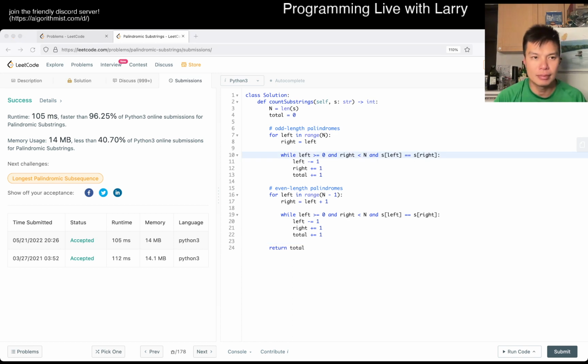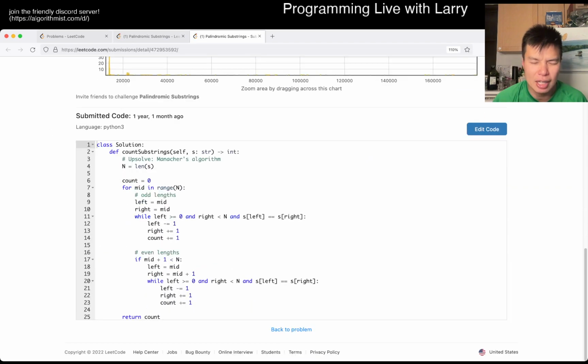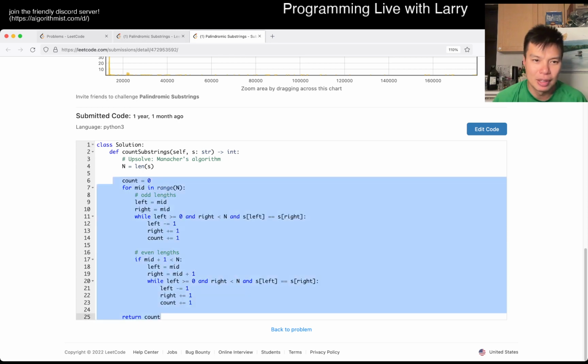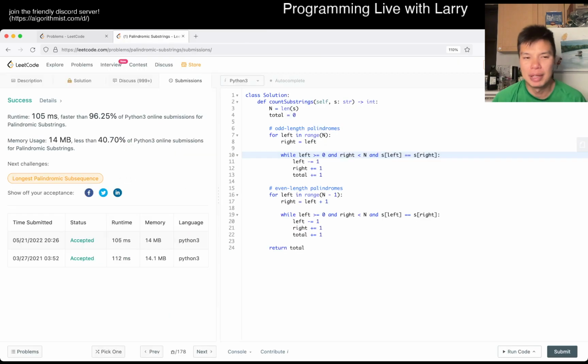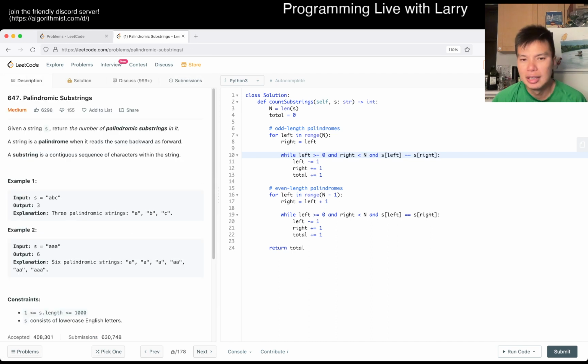I'm also wondering if you can use Manacher's algorithm for this, maybe with some kind of modification, but maybe not. Maybe this is fine. Oh wait, this is my code from last time? Wow. Okay, so I did it with one loop. Apparently maybe there's an upsolve. For the longest palindrome anyway, I don't know that algorithm that well, to be honest, to know whether that can be used to solve this particular one.